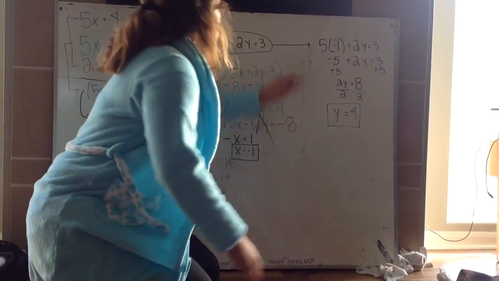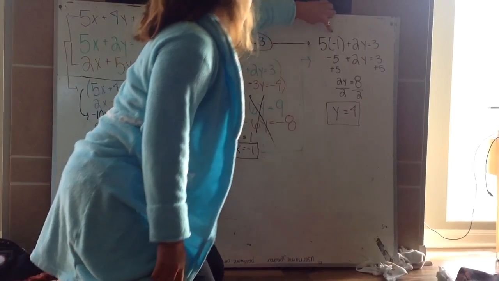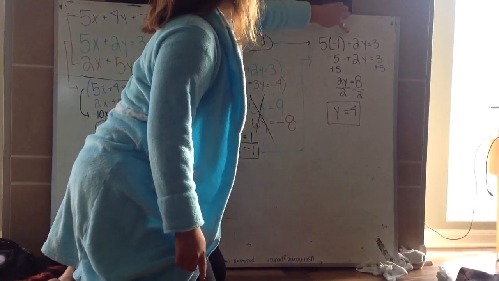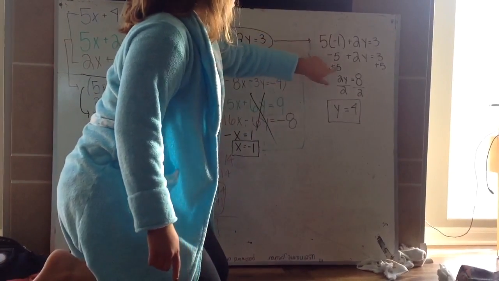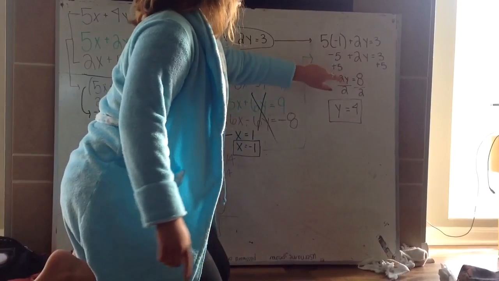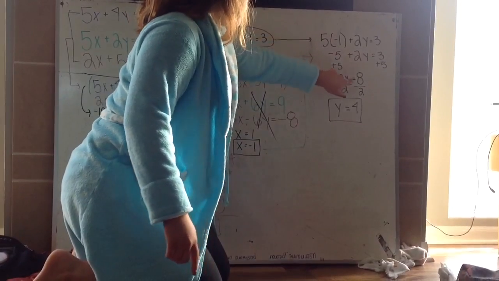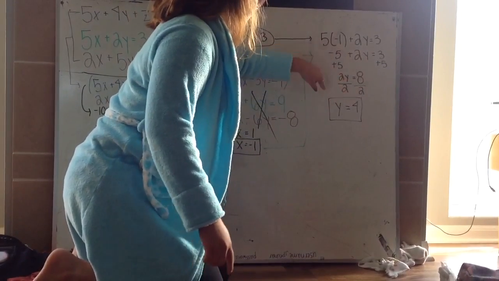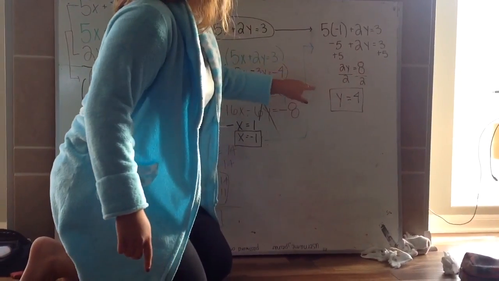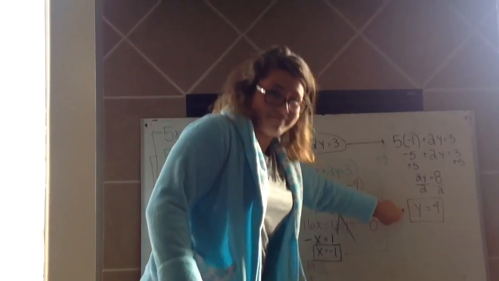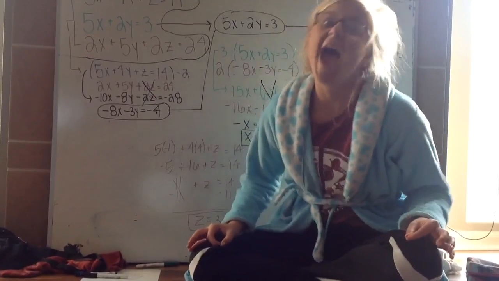So we have 5 times -1, which is -5, plus 2y equals 3. Then we add 5 to 3 and get 8, so 2y equals 8. Then you divide 8 by 2, and you get y equals 4. So there you go.